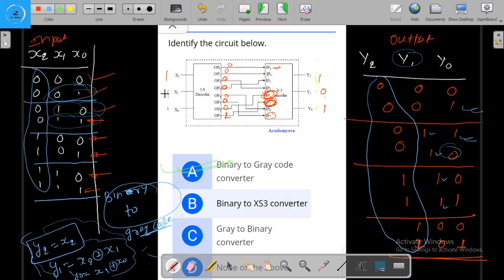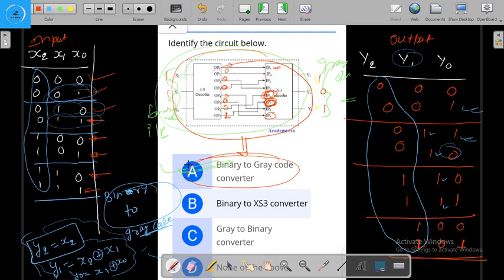It is going to convert binary to gray. Here we are giving the binary input and we are getting the gray output. So this combination is acting as a binary to gray code converter, right? I suggest you please do this example once again by yourself, and after that we will get some confidence, since this type of question was asked in GATE previous year.